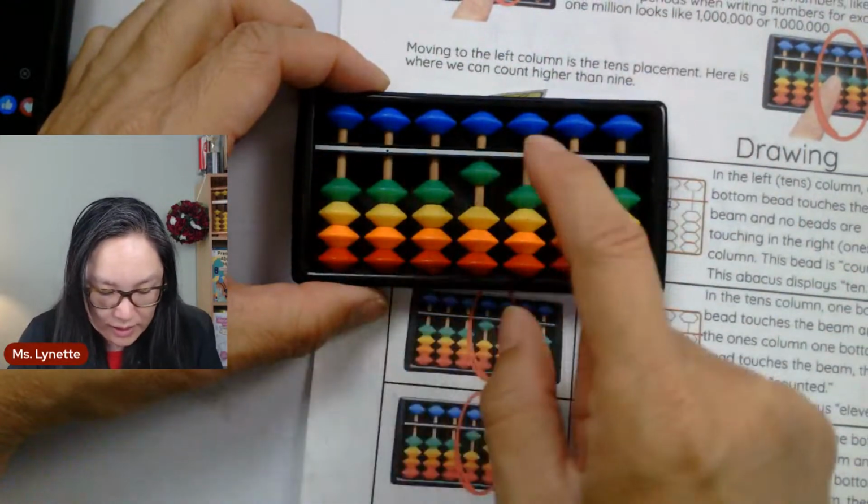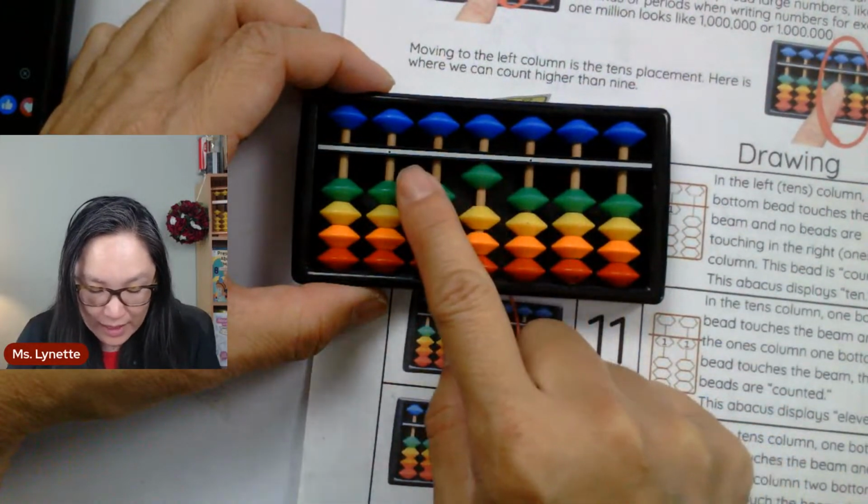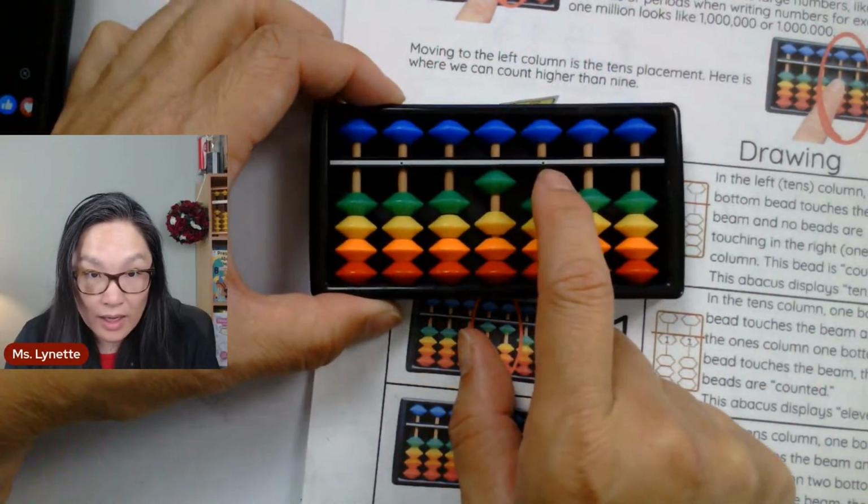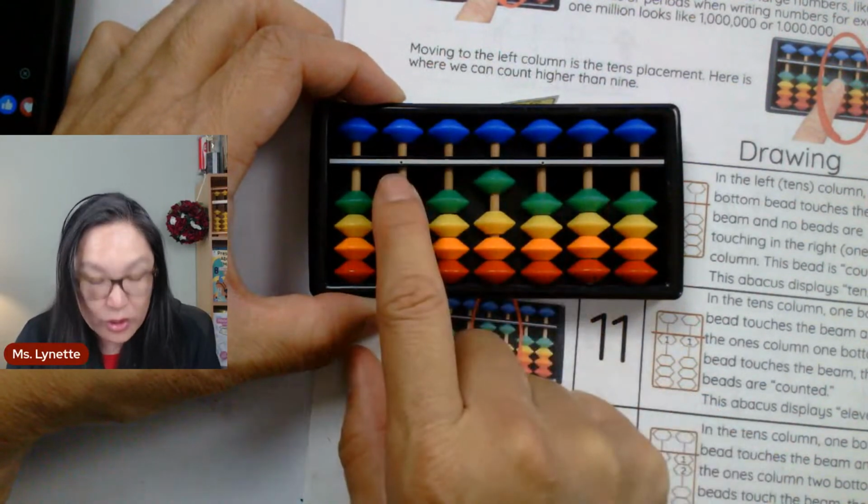So this is my ones, this is my tens, my hundreds, my thousands, my 10,000. So what we're doing is we're learning how to read the abacus. And it doesn't matter which one you use. You could use this dot indicator, which is the ones indicator, or you could use this one.